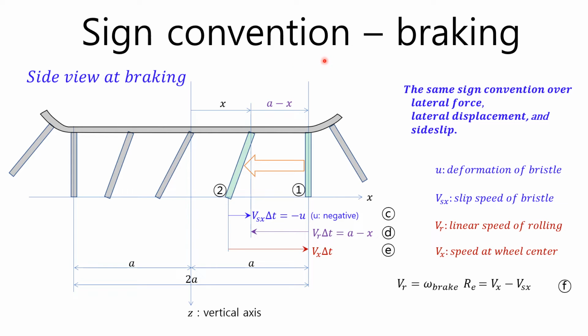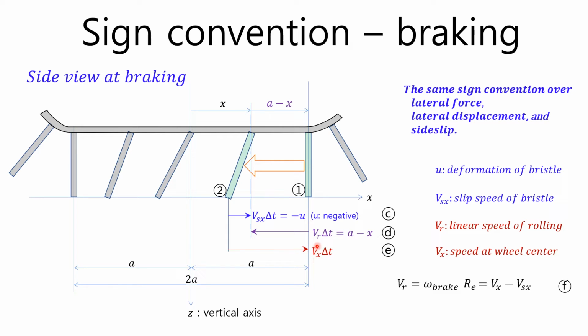Let's start off with the sign convention in braking. Since the displacement u is deformed in the negative x direction, the displacement u must be negative. The velocity of bristle base is Vr in the negative x direction, and the absolute value of the bristle tip speed is equal to the velocity of the wheel center Vx, and that Vx has its direction in the positive x-axis.